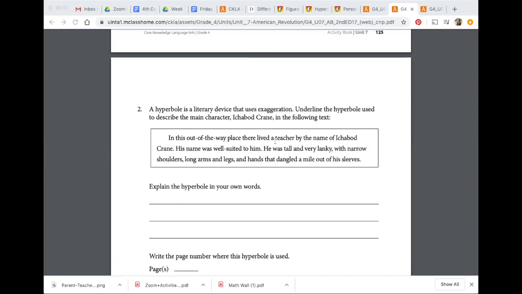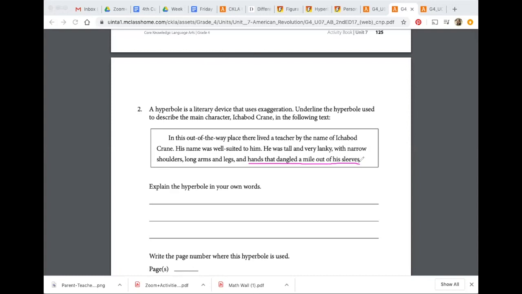All right, so in this example or excerpt from our Sleepy Hollow, it says, in this out-of-the-way place, there lived a teacher by the name of Ichabod Crane. His name was well suited to him. He was tall and very lanky, with narrow shoulders, long arms and legs, and hands that dangled a mile out of his sleeves. So the hyperbole here is hands. He had hands that dangled a mile out of his sleeves.